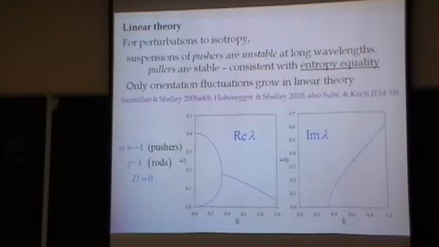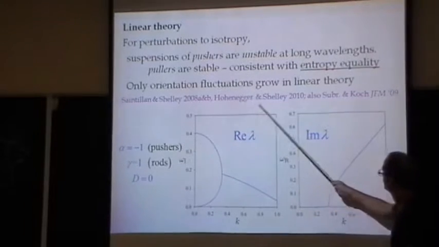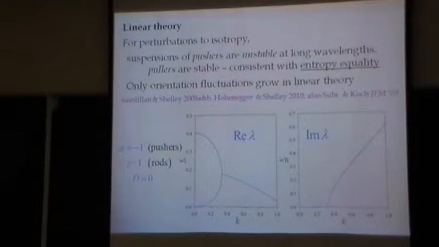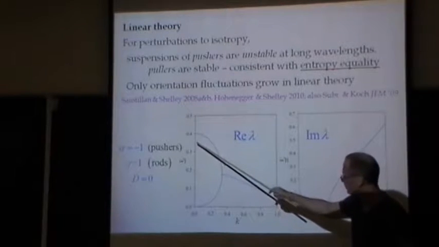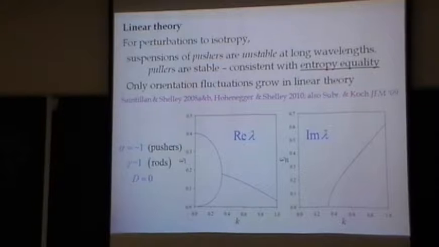You solve that eigenvalue relation. It's been done by various people, David and myself. We looked at it in more detail in a later paper with Christel Hohenegger, as well as Subramanian and Koch, slightly after us. The main thing is that what you find is that for pushers, this is what the stability diagram looks like for the growth rate as a function of wave number, modulus of wave number.